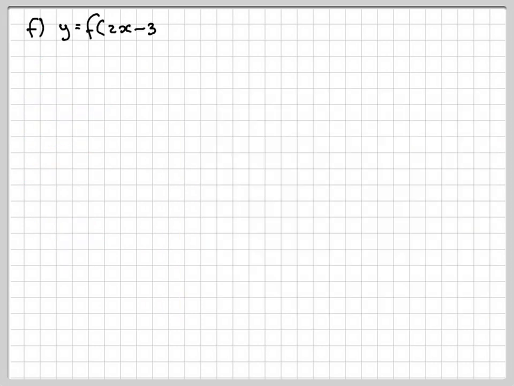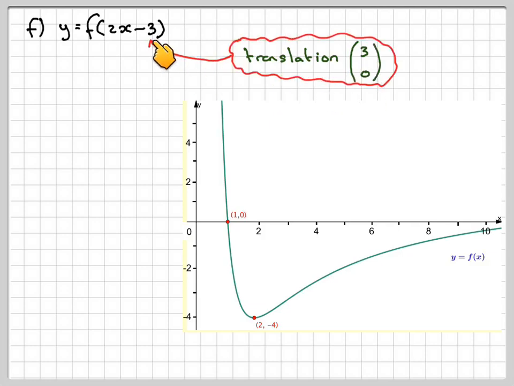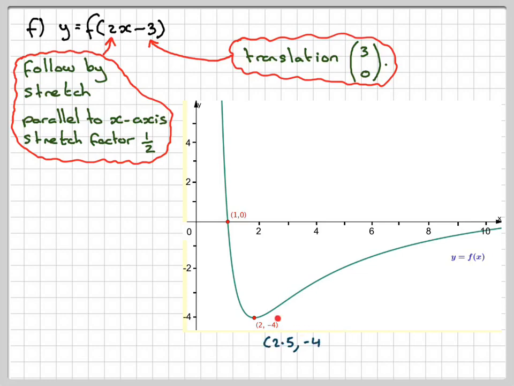Okay, the last one's the most difficult, f(2x - 3), because this is like a stretch parallel to the x-axis, and this is a translation. So when you get this situation, you always do the translation first. So translation (3, 0) is represented by the minus 3, and then it's followed by a stretch parallel to the x-axis. So this point here goes to (5, -4) under the translation, and then take half of that, which makes it (2.5, -4). Half of 5 is 2.5. So this point goes along 3 to 4, and then take half of that, so it goes there.